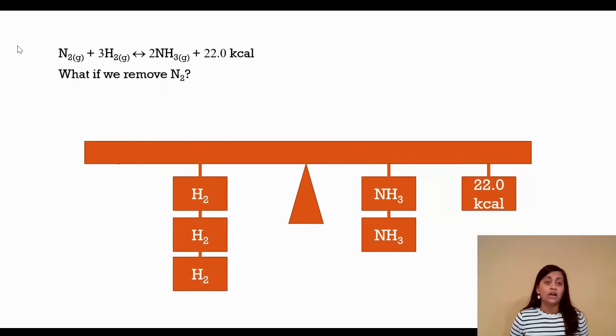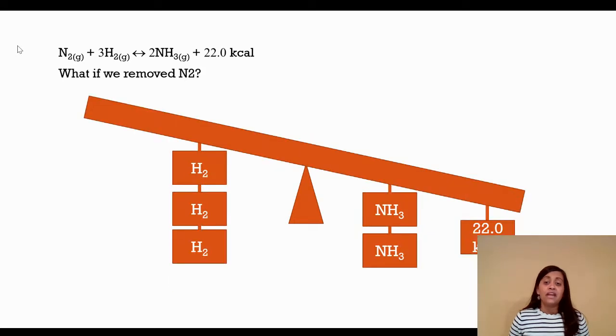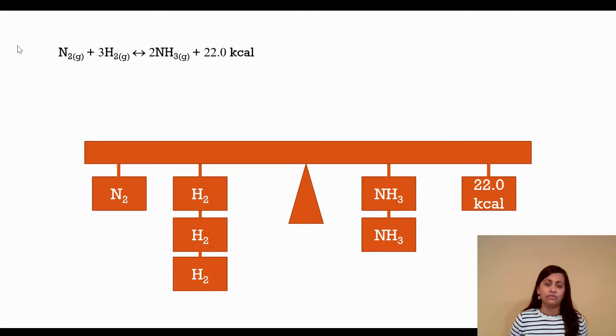So if we do the opposite, remove N2. Now think about what would happen on your seesaw. That NH3 would end up being broken up to produce more H2 and then N2 to overcome the fact that that initial N2 was being removed.